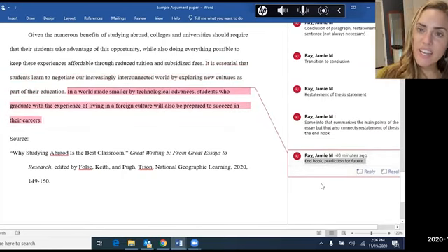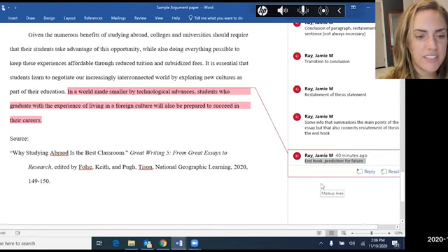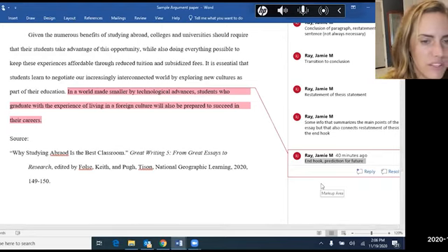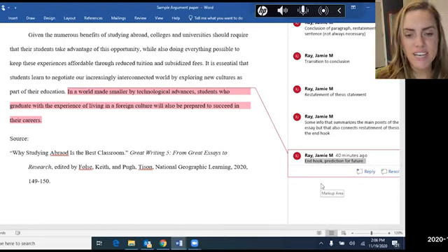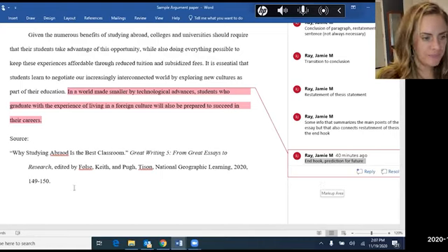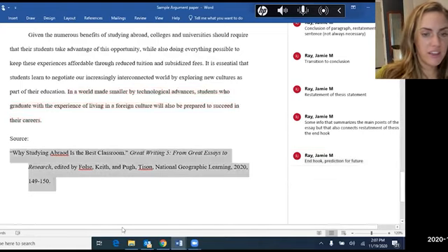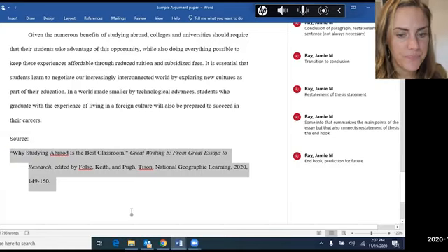And then at the end, we have an end hook. "In a world made smaller by technological advances, students who graduate with the experience of living in a foreign culture will also be prepared to succeed in their careers." It's a nice prediction for the future. Then we have the works cited entry right there.